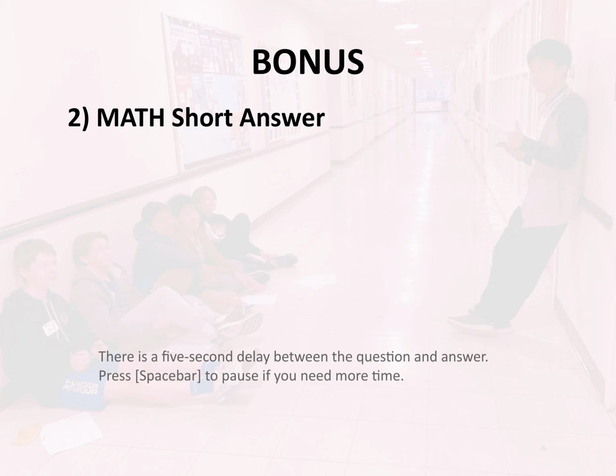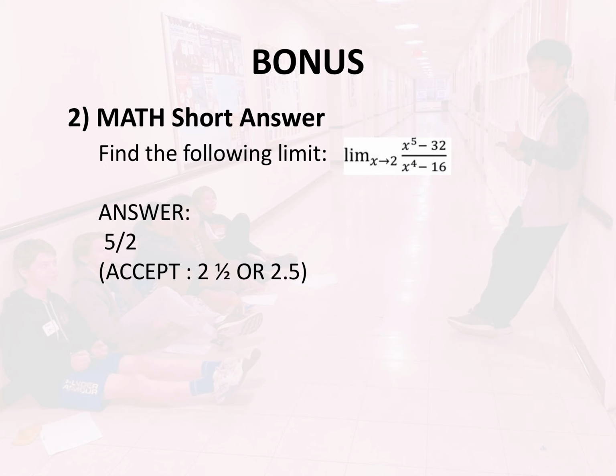Bonus 2. Math. Short answer. Find the following limit. The limit as x approaches 2 of the fraction with numerator x to the 5th minus 32 and denominator x to the 4th minus 16. Answer, 5/2.